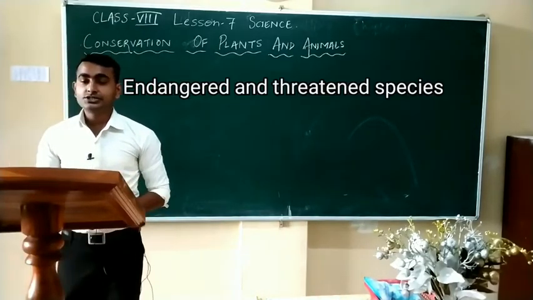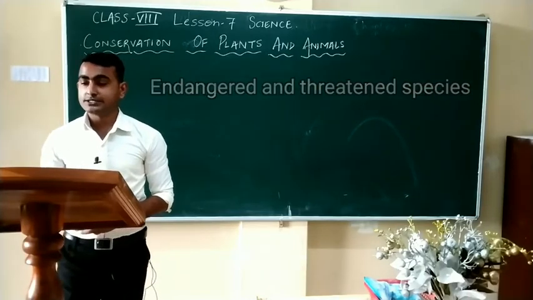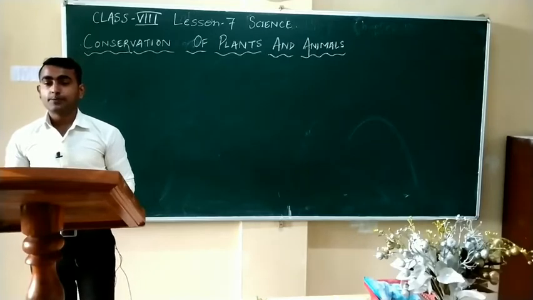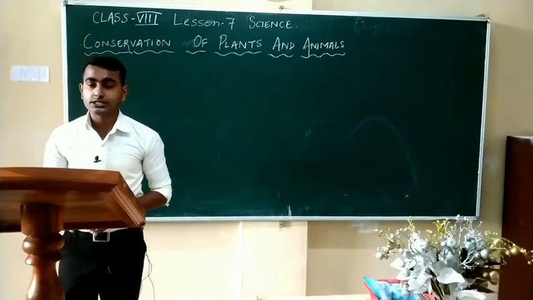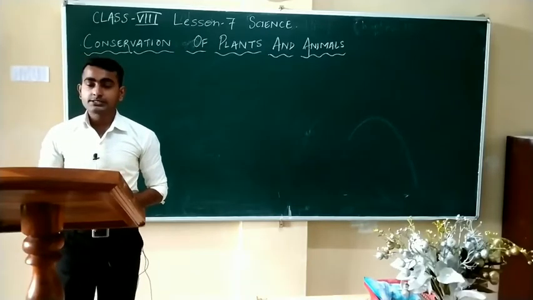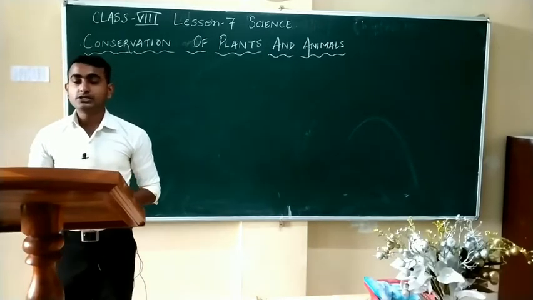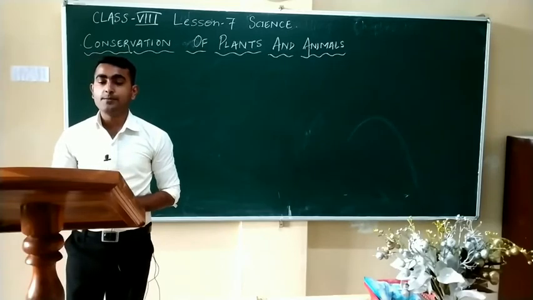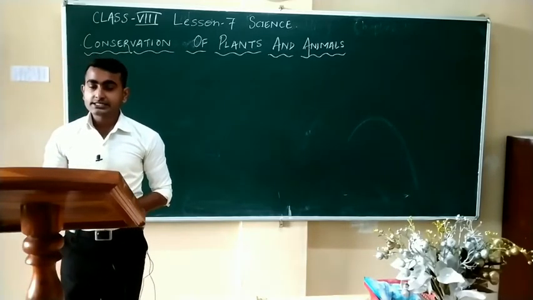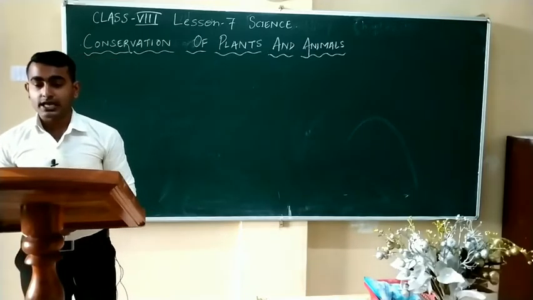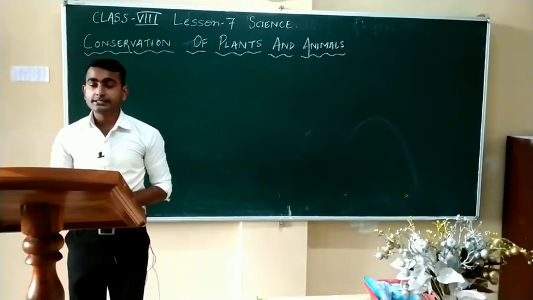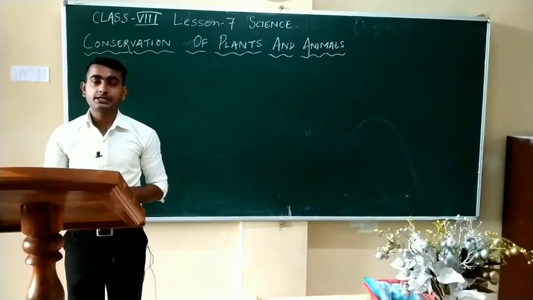Now, endangered or threatened species. Deforestation disturbs the balance between the biotic and abiotic factors. Many plants and animals may fail to adjust to this imbalance and begin to die. As a result, the population decreases and such species are then said to be endangered or threatened species.